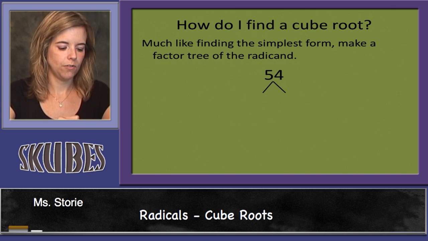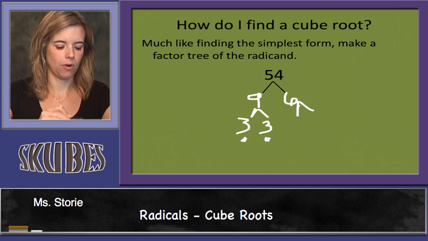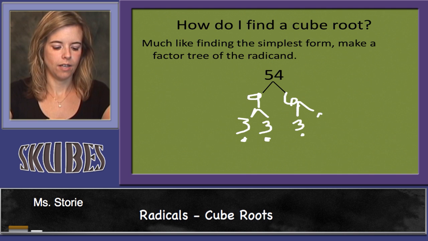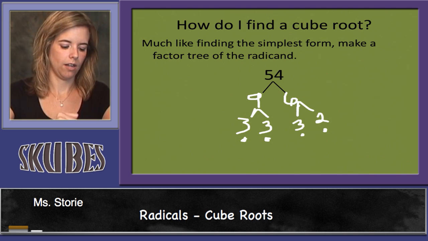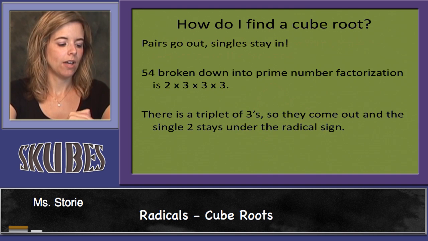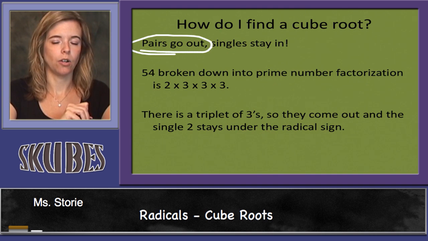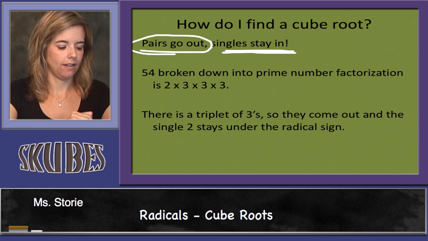So 54 would be 9 times 6. Those are not primes, so let's keep breaking them. 3 and 3 are primes, and I put a dot underneath just to keep track of my primes. And then I have 3 and 2. So I've broken down all of it to prime numbers. I've got 3 times 3 times 3 times 2. Now, in this case, it's groups of 3 that stay out and singles have to stay in.